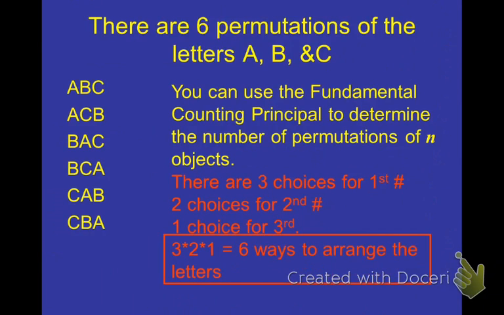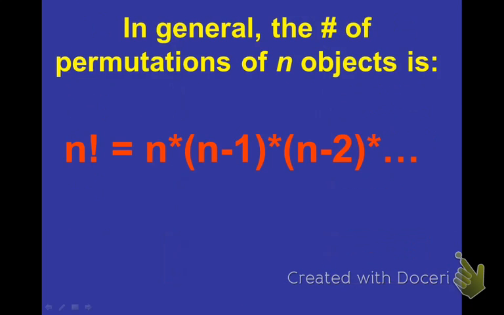Using the fundamental counting principle, and what else we're going to learn here about permutations, we'll just make this simpler instead of writing these out. In general, the number of permutations of n objects is what we call n factorial. Something new here. This exclamation point stands for factorial, which is n times n minus 1 times n minus 2. Right now you might be thinking, what does that mean?